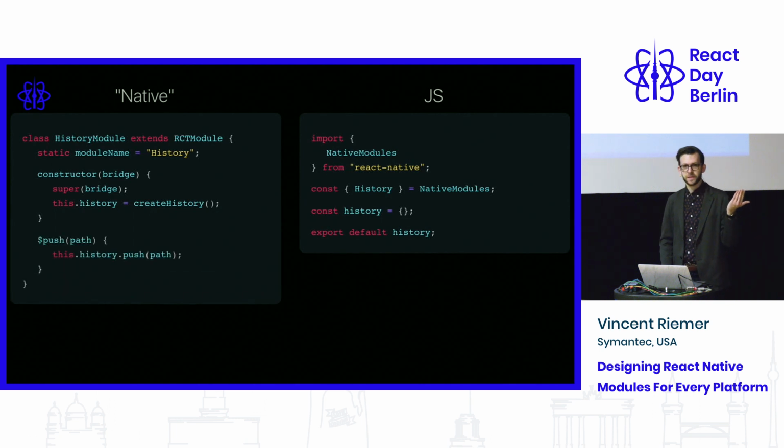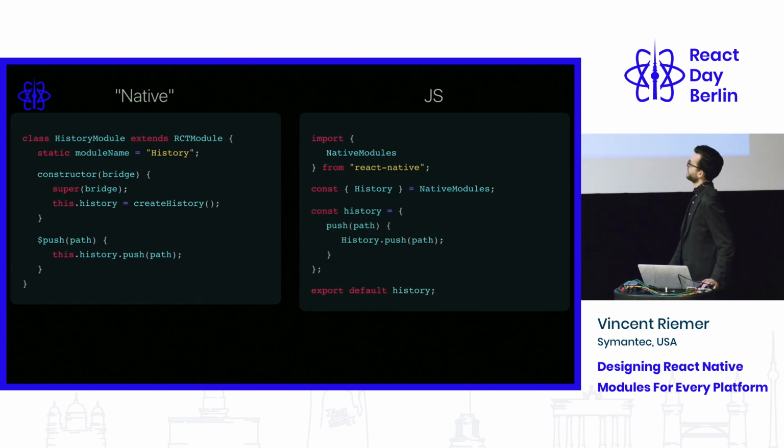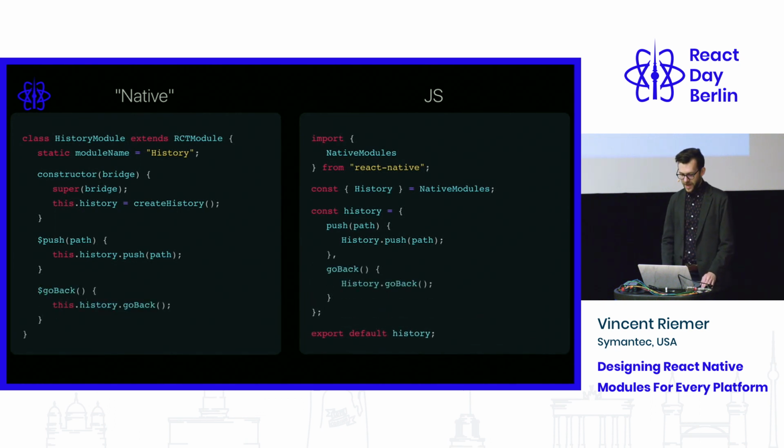So let's start adding methods to it. We add a method push, and the $ sign is React Native DOM's way of knowing that this method should be exported to the React Native JS side. Once we have that, we can add that push method to the native module on the JS thread side. Then we can do the same for go back. And this is all really, really simple.